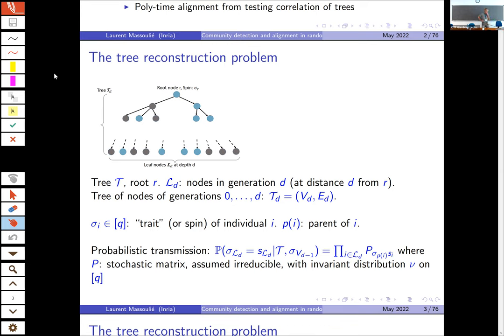And so we have a probabilistic mechanism for the transmission of traits from parent to children. We have a probability transition matrix that has as many rows and columns as there are traits. So for us, the number of traits will be Q. The most basic example will be Q equals 2, but we will allow ourselves any finite value for Q. The transmission of traits will be probabilistic and independent for each parent-child relationship. So this is why we have the formula that I write here.